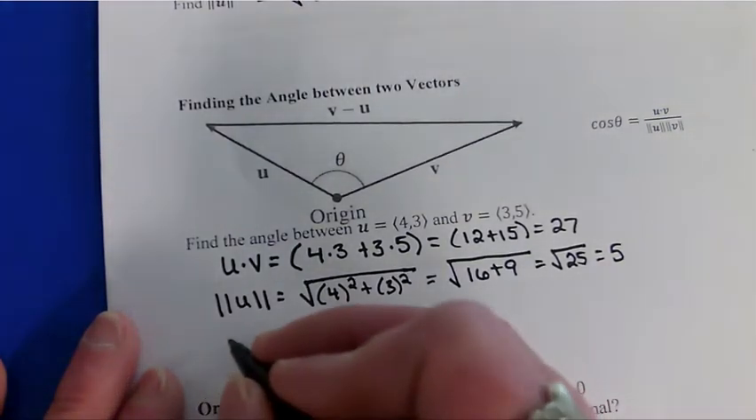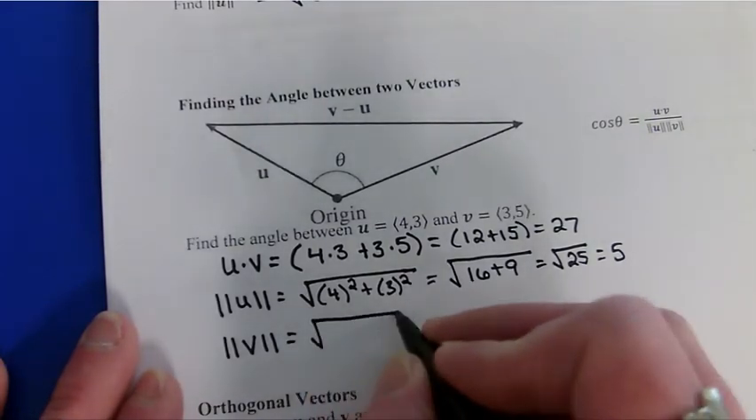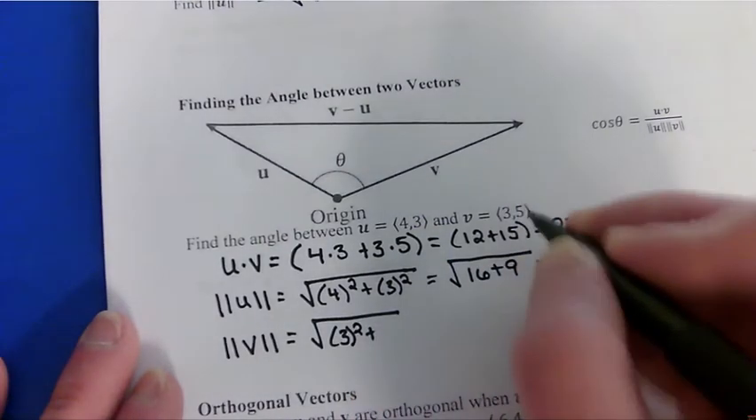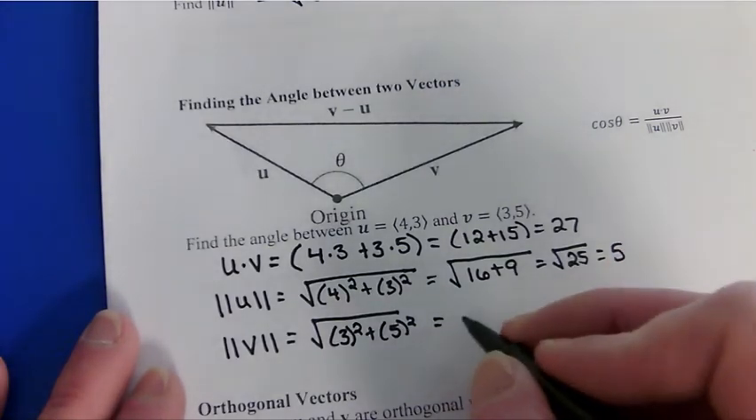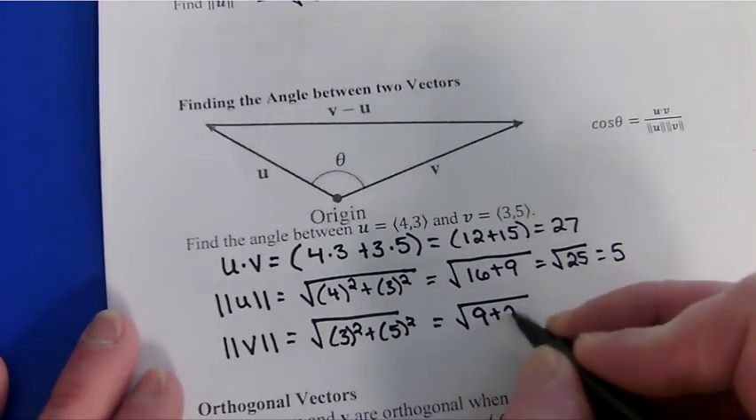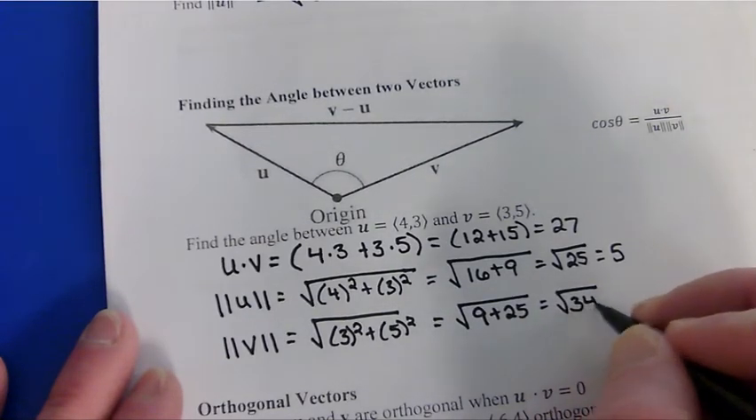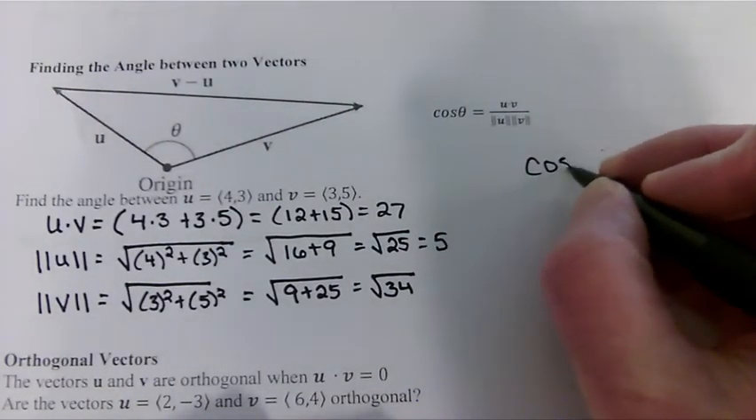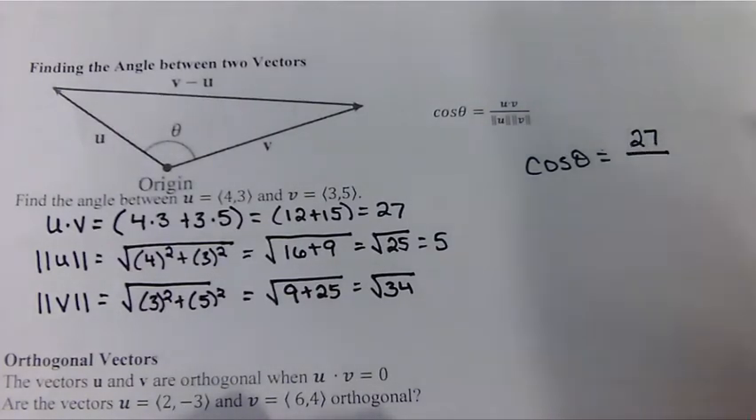I also need the magnitude of v. That's going to be the square root of this x component squared plus the y component squared. And that's going to give me 9 plus 25. That's the square root of 34, which does not reduce. So, the cosine of the angle equals u dot v, which we found to be 27, over the product of the magnitudes.